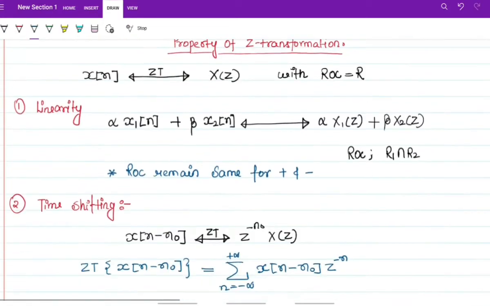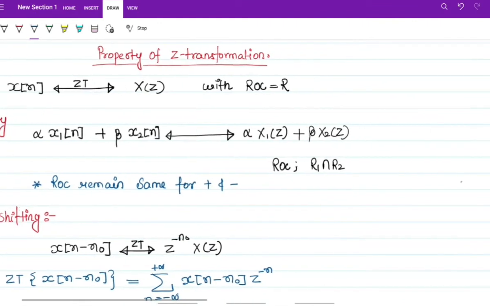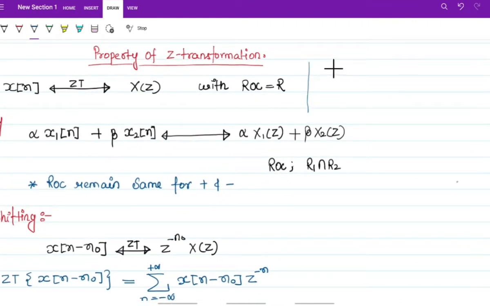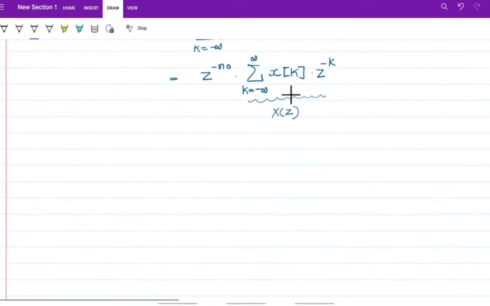Because if we write the formula of the z transformation, then it will be z transformation of x of n is equal to summation of n is equal to minus infinity to plus infinity x of n into z to the power minus n, which is nothing but x of z. So we got the same formula here, right? See, this same formula, instead of n you can use k. So z transformation of this will be x of z. So we can write this as z to the power minus n naught into x of z.